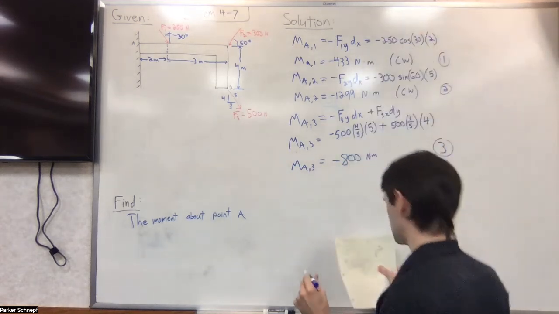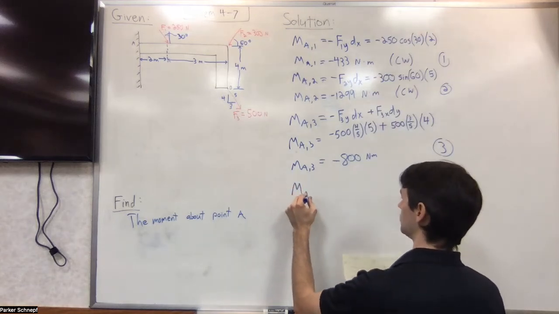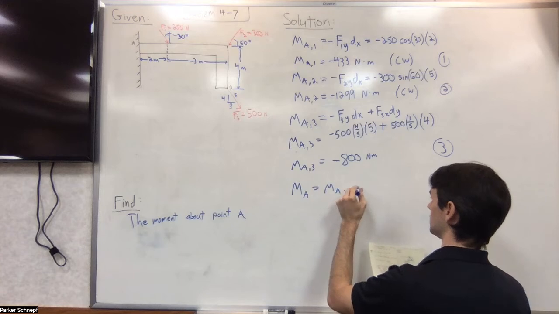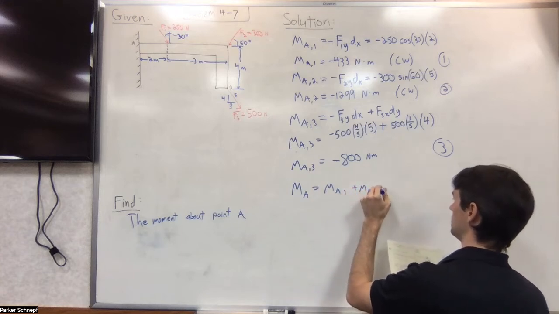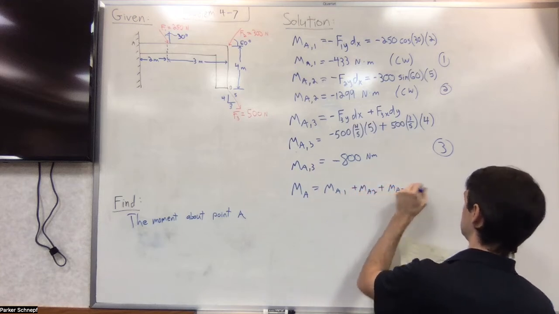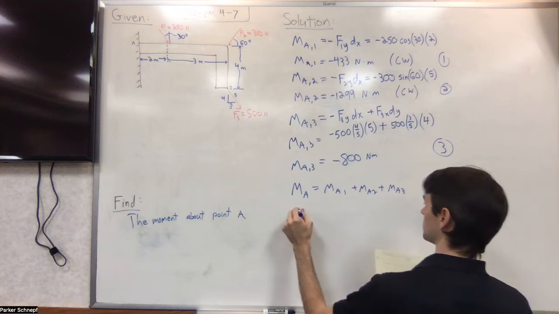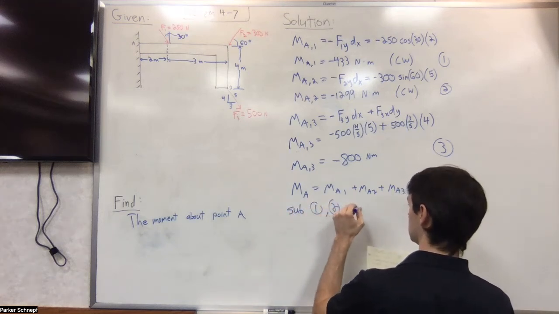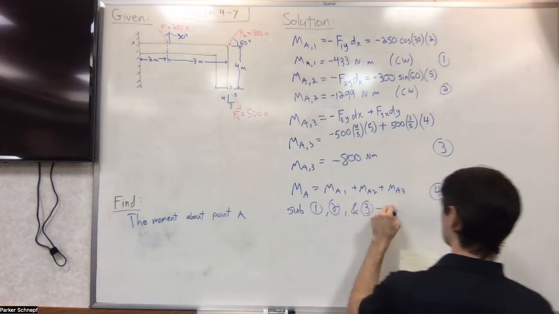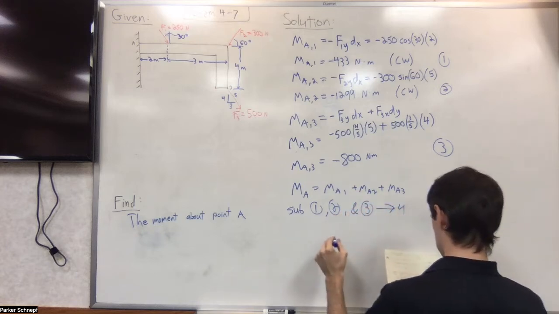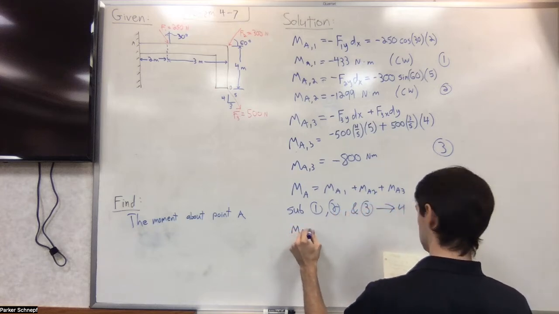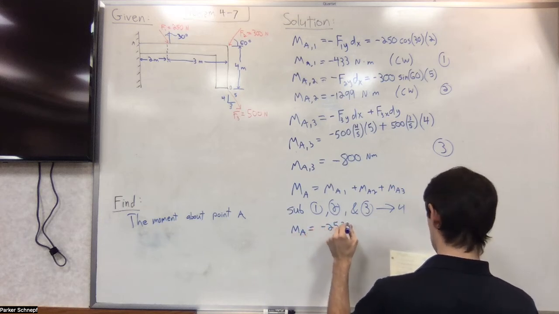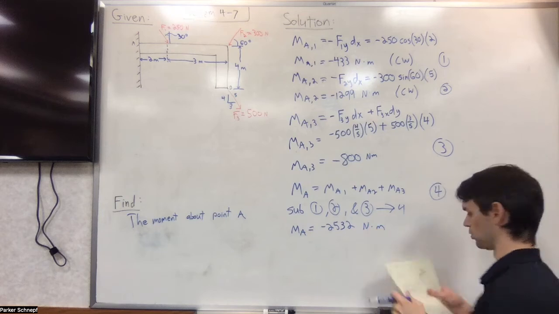And so I know that my total moment about A is just going to be MA1 plus MA2 plus MA3. That's equation 4. So I'm just going to plug sub 1, 2, and 3 into 4. And I end up getting that MA equal to minus 2,532 Newton meters.